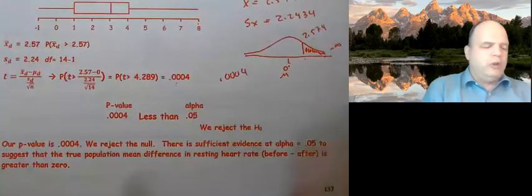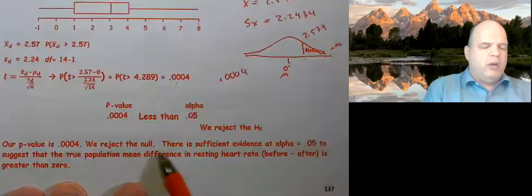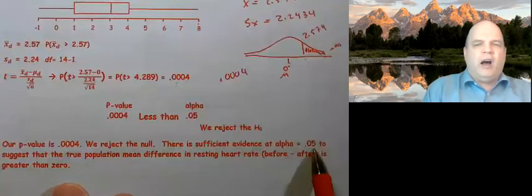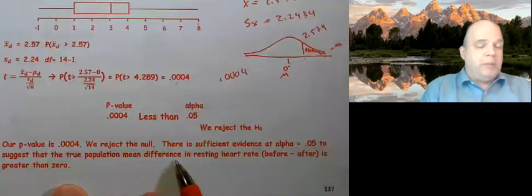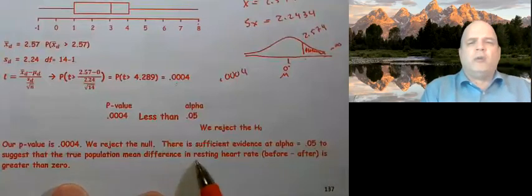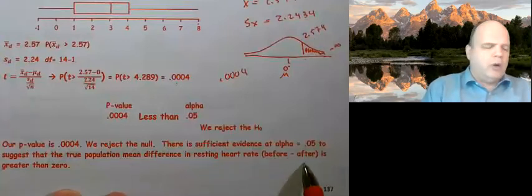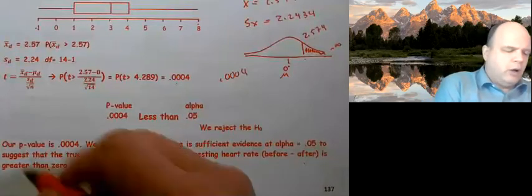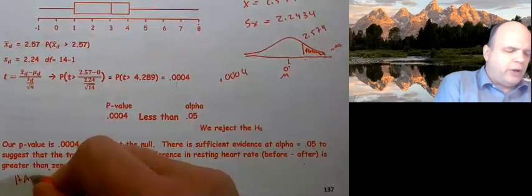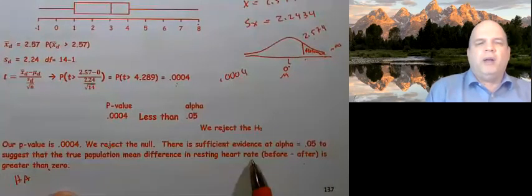So conclusion, our p-value is whatever we calculated. We reject the null. There is sufficient evidence at alpha equal 0.05 to suggest that the true population mean difference in resting heart rate, before minus after, is greater than 0. The greater than 0 came straight from our alternative hypothesis. And the true population mean difference came from our definition that we gave above.